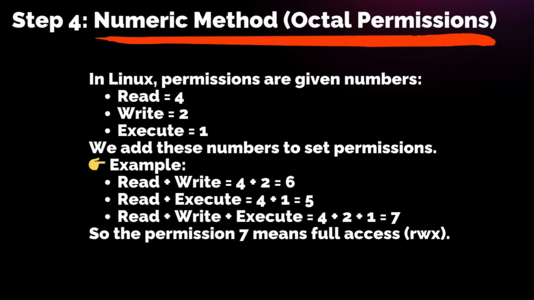Step 4. Numeric method, octal permissions. In Linux, permissions are given numbers. Read equals 4, write equals 2, execute equals 1. We add these numbers to set permissions. Example: read plus write equals 4 plus 2 equals 6. Read plus execute equals 4 plus 1 equals 5. Read plus write plus execute equals 4 plus 2 plus 1 equals 7. So the permission 7 means full access, rwx.